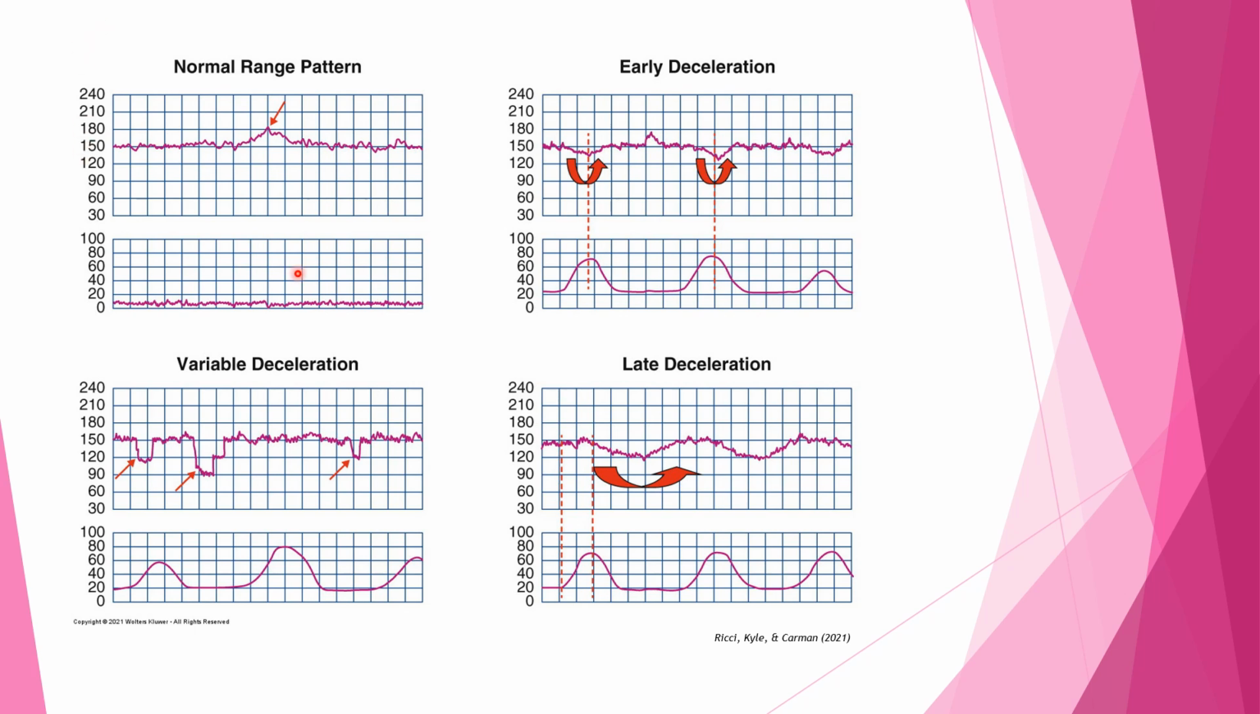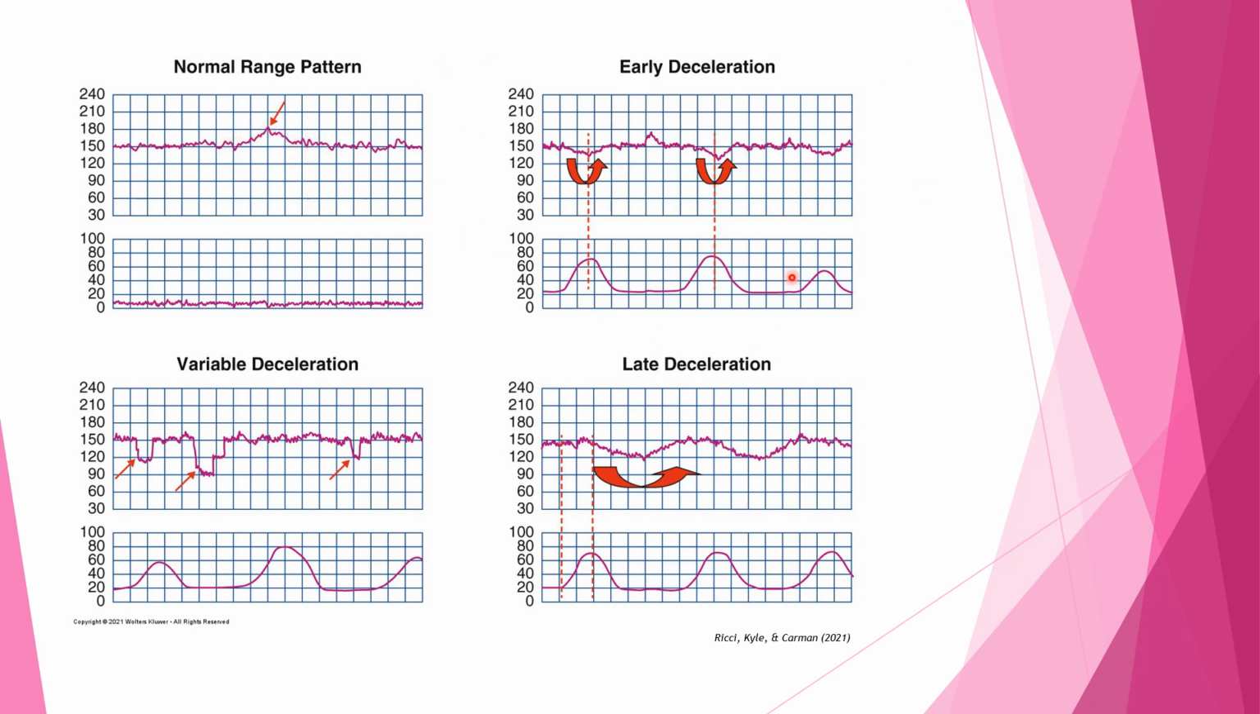This is a normal range pattern. This is a nice acceleration of the fetal heart rate. So this is okay. Remember that mnemonic. I suggest keeping it out in front of you as we review this slide. It looks like a nice hill.